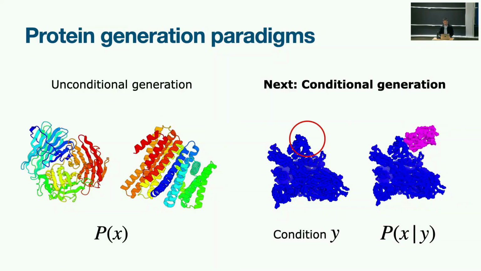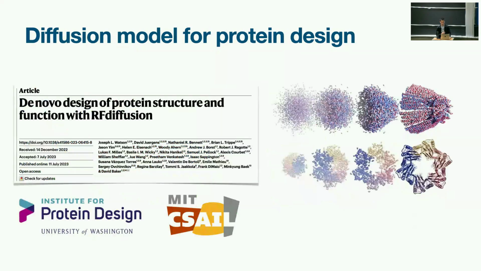Okay, great. So now on to more exciting stuff. We've gone over unconditional generation, but now we want to do conditional generation. This is what people actually care about in protein design. This is a paper that I collaborated on with the Institute for Protein Design at the University of Washington, published in Nature, that we call RFdiffusion for protein generation.